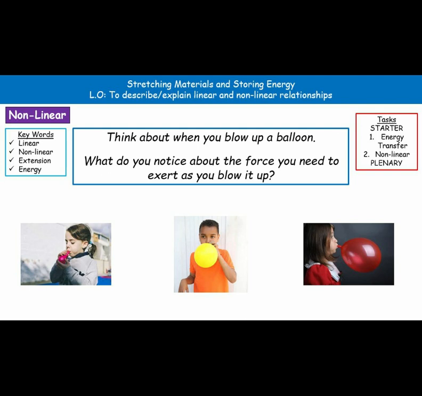Now, I want to give you another scenario to consider here. If you think about when you're blowing up a balloon, what I want you to do in your book is just jot down what you notice about the force you'd need to exert as you blow it up. So just jot down a couple of points in your book. What do you notice about the force you need to blow up a balloon as you actually inflate it?